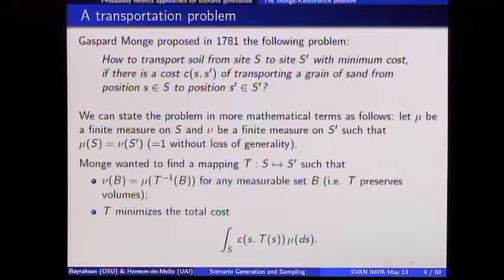Suppose you had to do this: solve this problem, find the optimal T. Yeah, first we're not even clear if there exists a T. How do we know? Maybe there is no T.